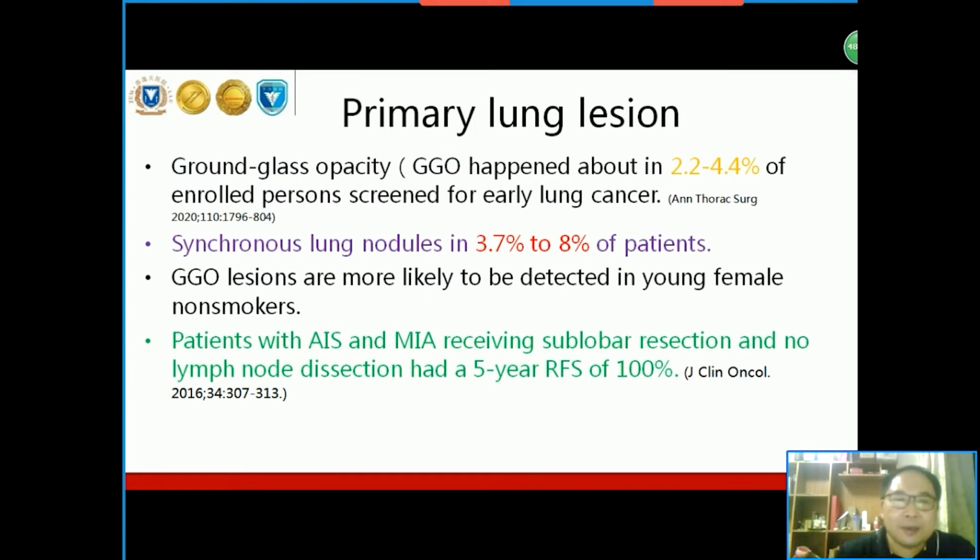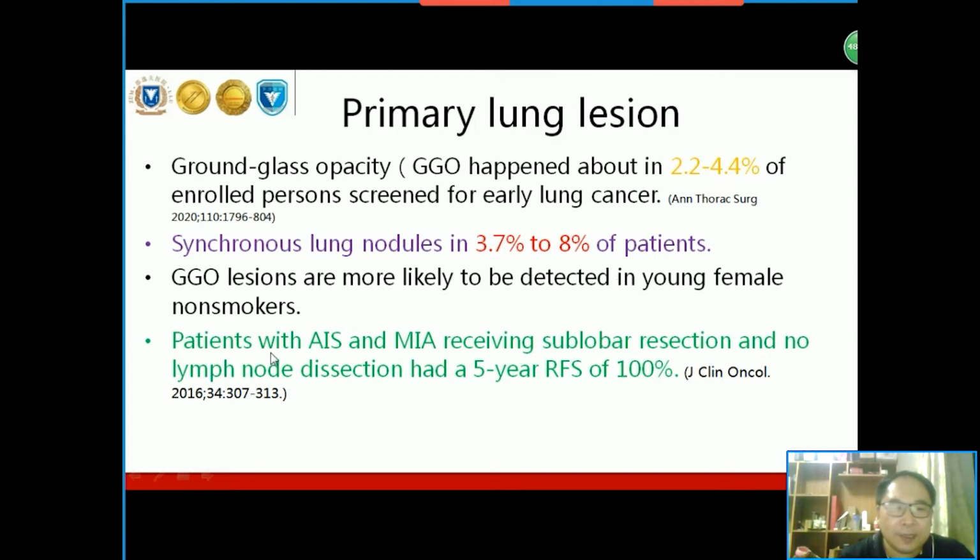And another one is ground glass opacity, GGO. GGO happens in about 2 to 4% of persons screened for early lung cancer, and GGO is very common. I don't know the prevalence of GGO in Pakistan, but it's very common in China, especially in young ladies. And usually we have multiple lesions in the lung, so it is challenging for the thoracic surgeon.